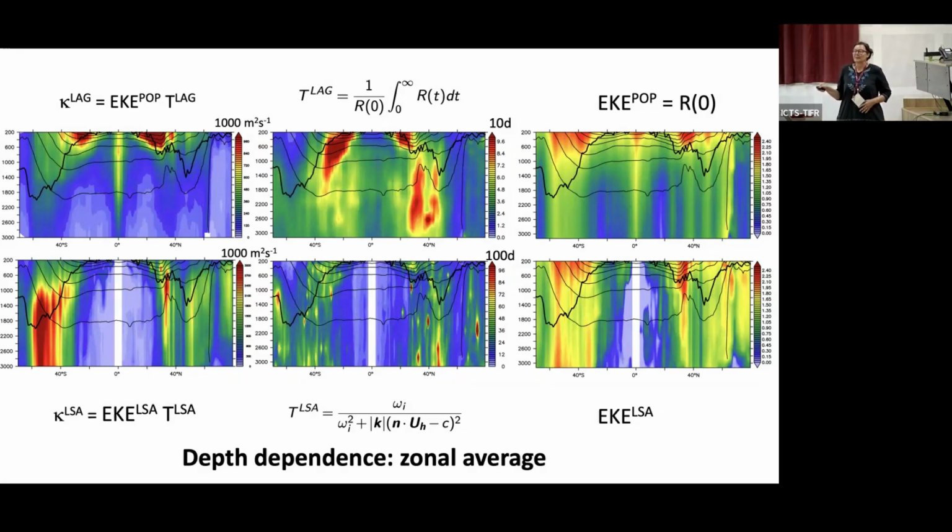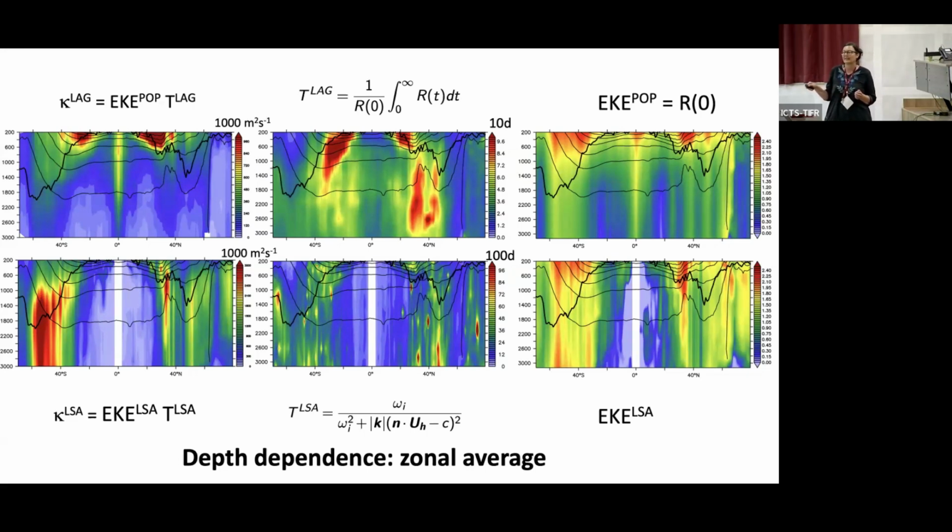And so we can explain this by basically the eddy kinetic energy in the model decreasing more rapidly with depth than the diffusivity that is predicted by the linear stability analysis. Because these diffusivities are a product of this and this, and this and this respectively. So this is the time scale, the Lagrangian integral time scale.